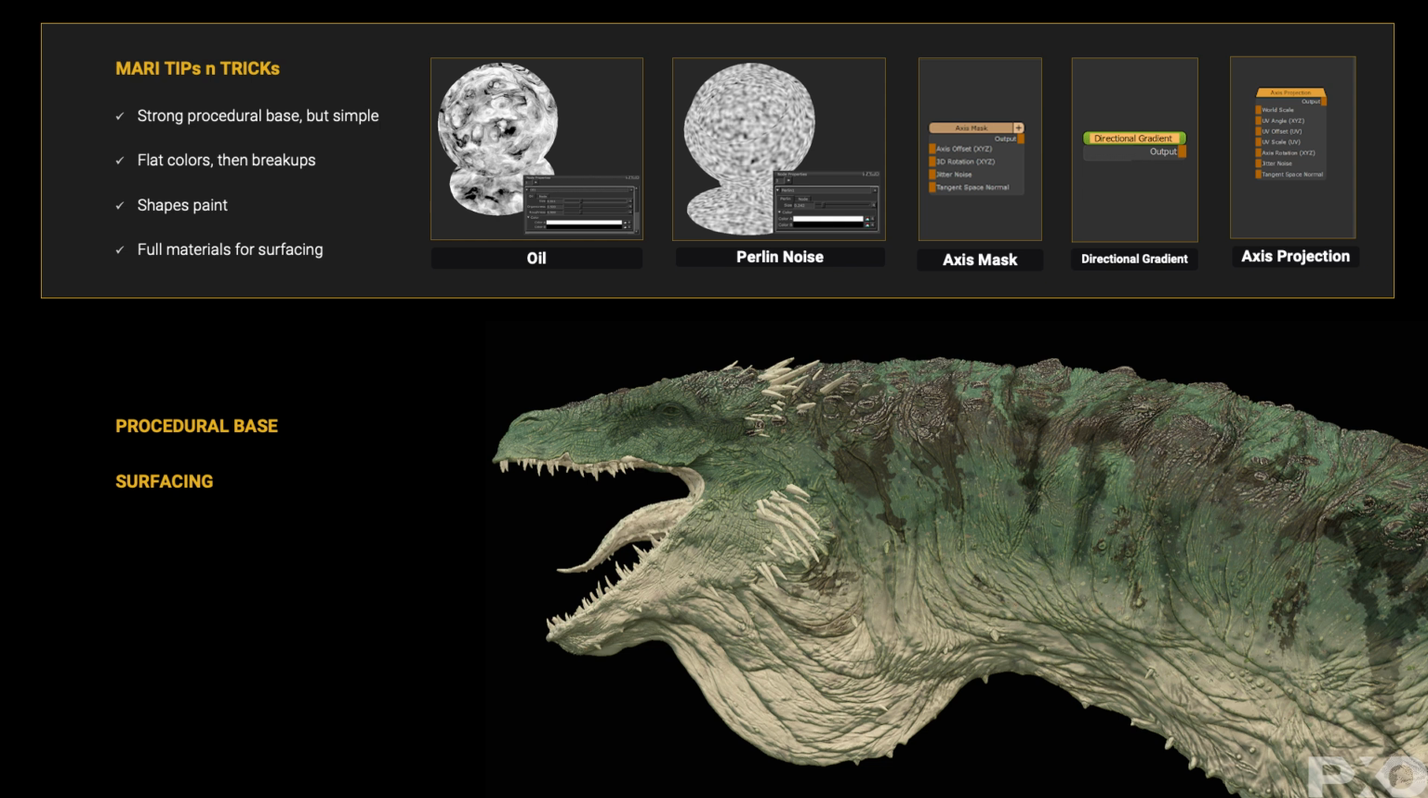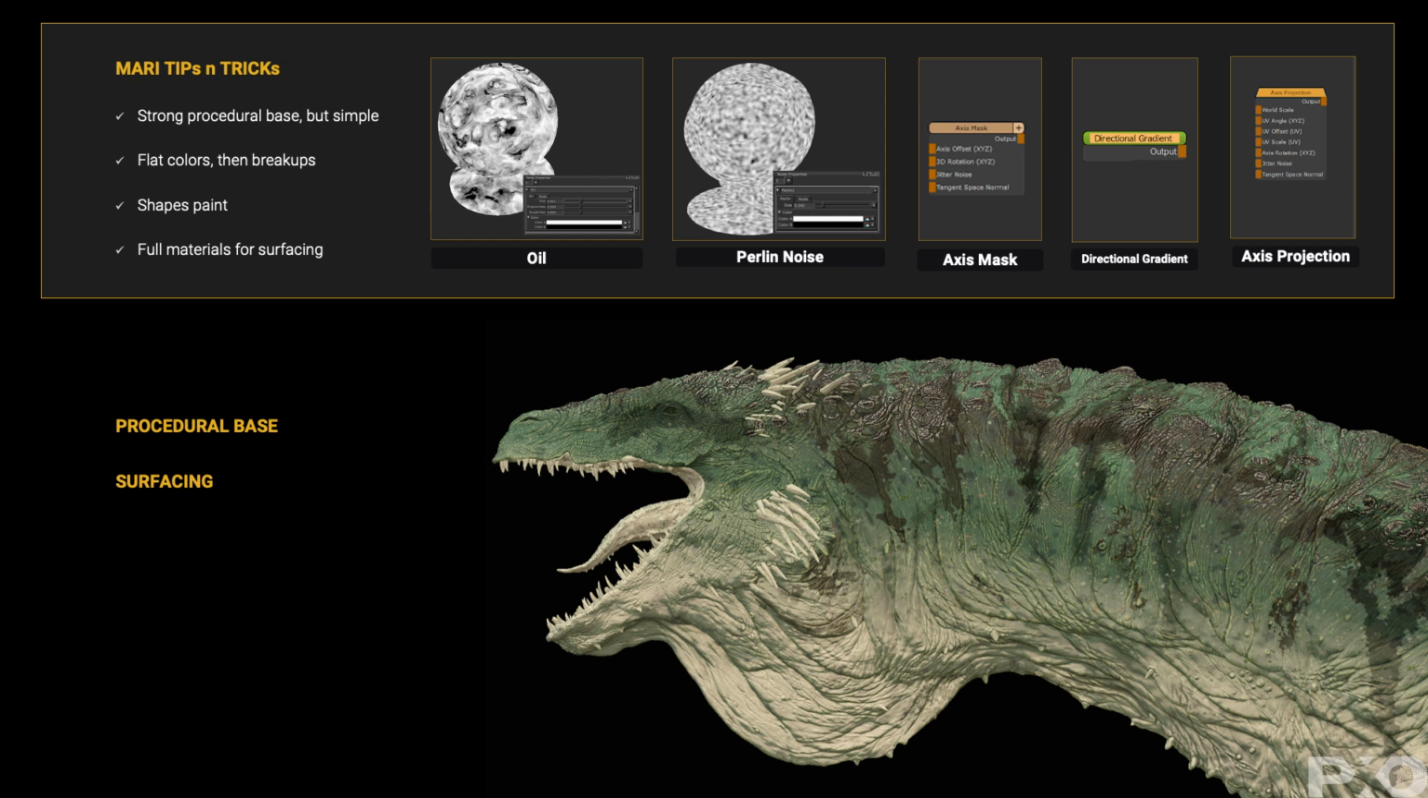The oil node, for example, is great to give you some organic breakups, and it's also great if you want to do hard surface, for metal, for example. So that's a great node. I love it. And then, of course, also the axis projection, directional gradient that really helps you to project images quickly like a triplanar way. These are in the extension pack, and this is always something that can give you very nice effects also for masking with the axis mask.